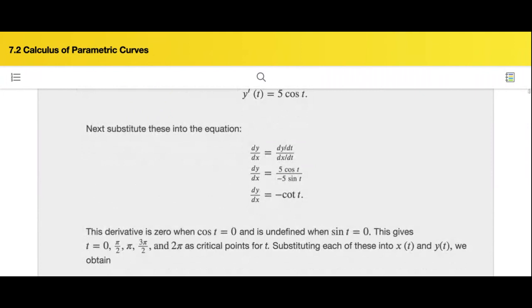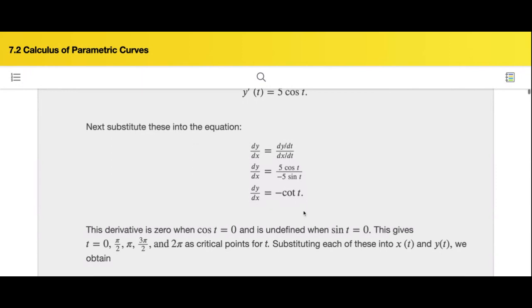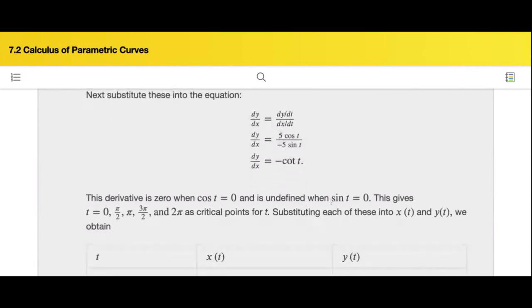The derivative is 0 when cosine t equals 0. Cosine t over sine t, if sine t is 0, it is not defined. Sine t equals 0 cannot exist in this case, because for dy/dx we cannot divide by 0. So we force sine t to not be 0. If sine t equals 0, that gives t equals 0, pi over 2, pi, 3 pi over 2, and 2 pi as critical points for t.